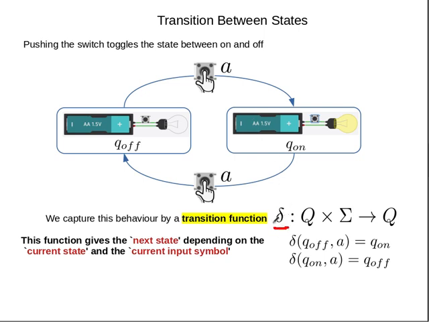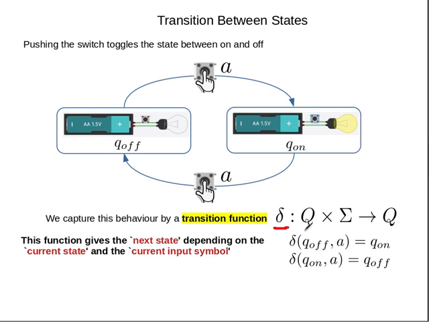So we call it transition function delta. And so what are the domain and range of this function? So this function needs to know the current state and the action that you are taking on this machine. So depending on that, it will give you the next state, what will happen next, right?